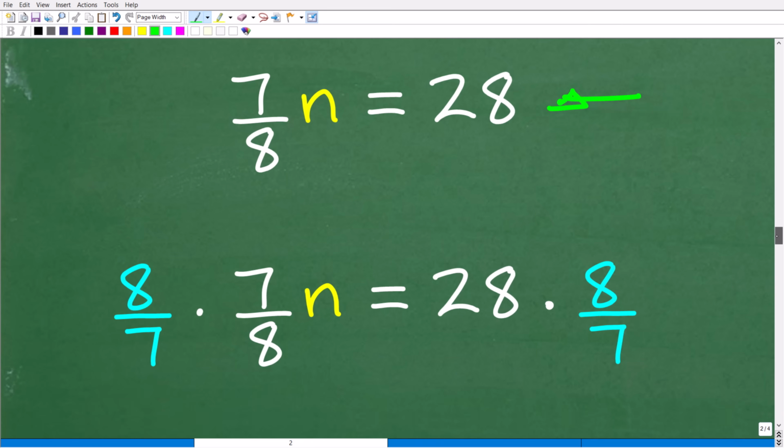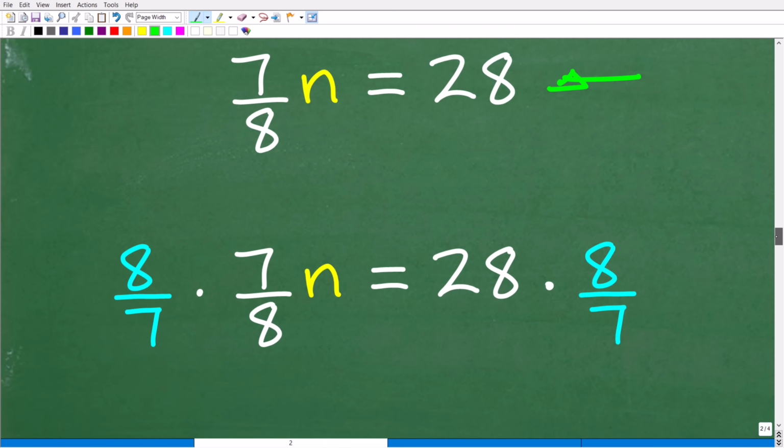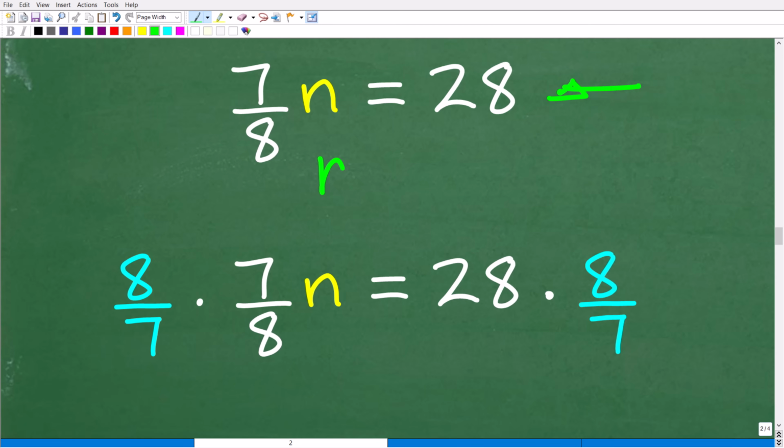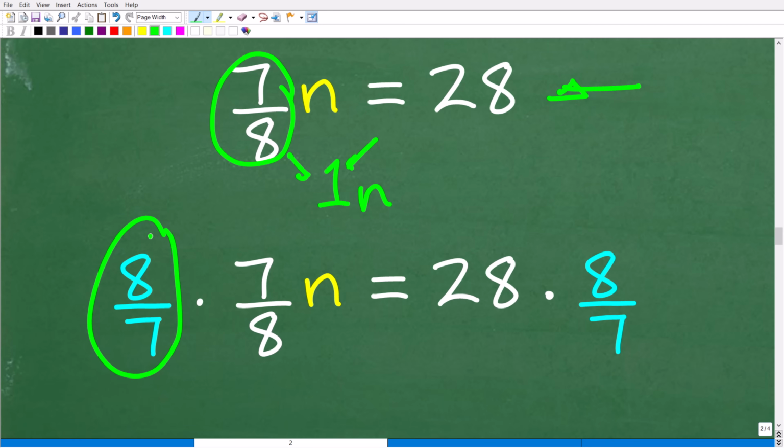And we need to solve for n. So how do we do this? Well, what we want to do here is get n by itself, 1n or n. But we have a 7/8 right here in front of the n. So how can I change a 7/8 to a 1 or a 1n? I'm looking for this number, this coefficient, as a 1. Well, anytime you have a fraction in front of a variable like this in an equation, the easiest thing to do is to flip this fraction upside down. That's called the reciprocal, and multiply both sides of the equation by the reciprocal.